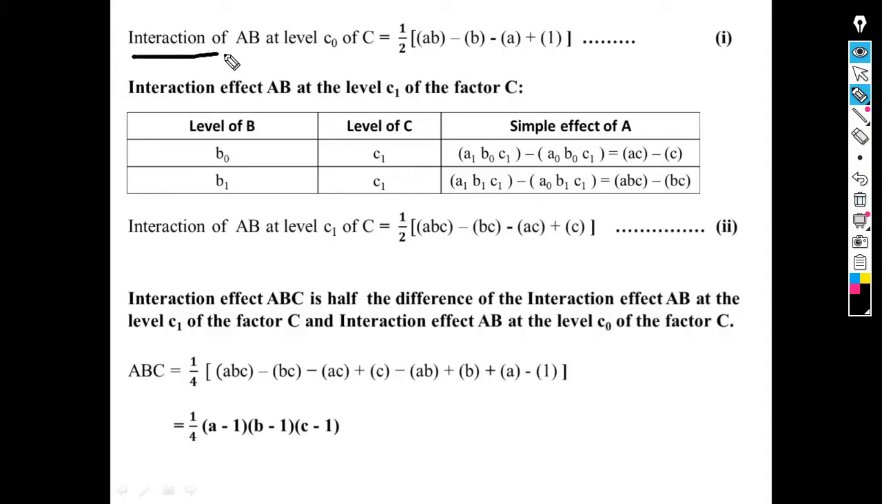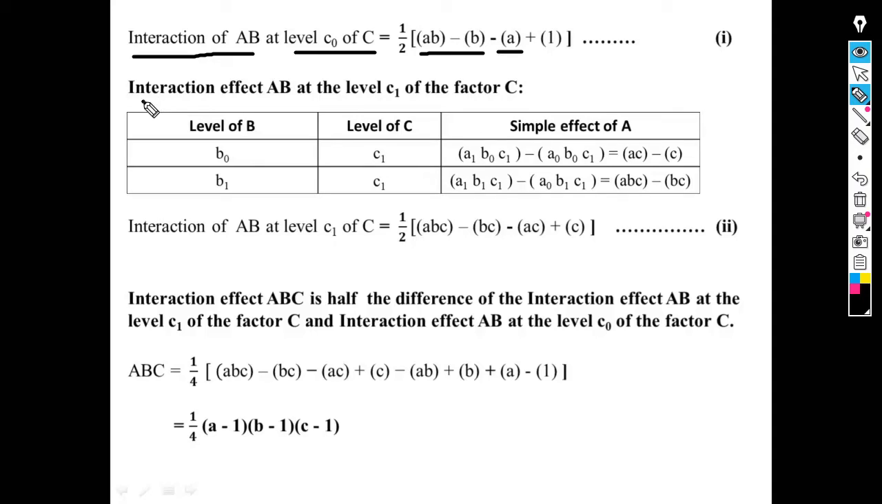Then we find the interaction effect AB at the second level of factor C. Here we get the interaction effect AB at level C0 of C, that is, the first level of C. This is half of the difference of the simple effects of A, which is 1 by 2 AB minus B minus A plus 1. So this is half of the difference between the simple effect of A when we consider the level of factor C at the first level.